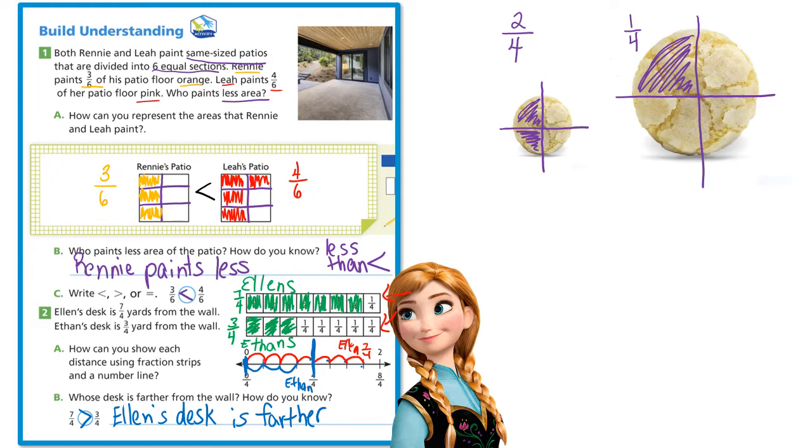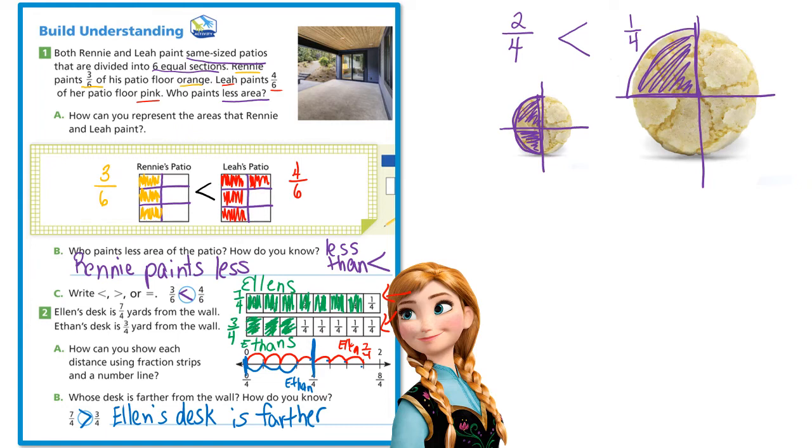Well, looking at these cookies, this part right here is smaller than this piece right here. So 2/4 is less than 1/4. Do you agree? No, I don't agree. Why not? They are different sizes. What's a different size? The 2 cookies and the whole. The whole is 2 different sizes.